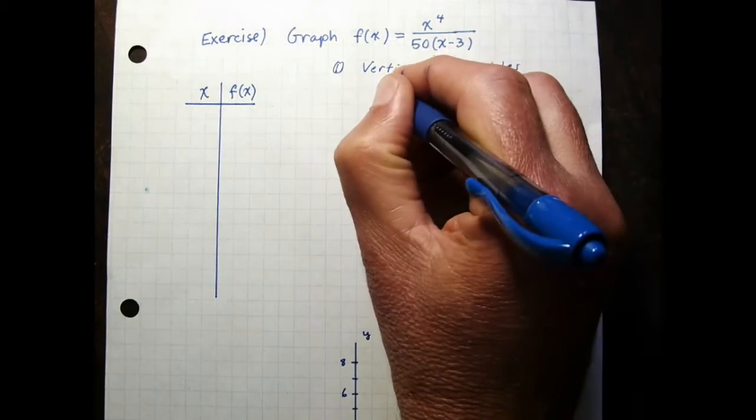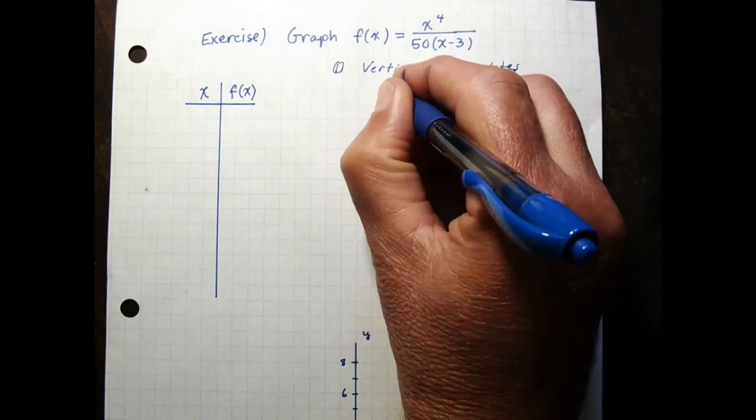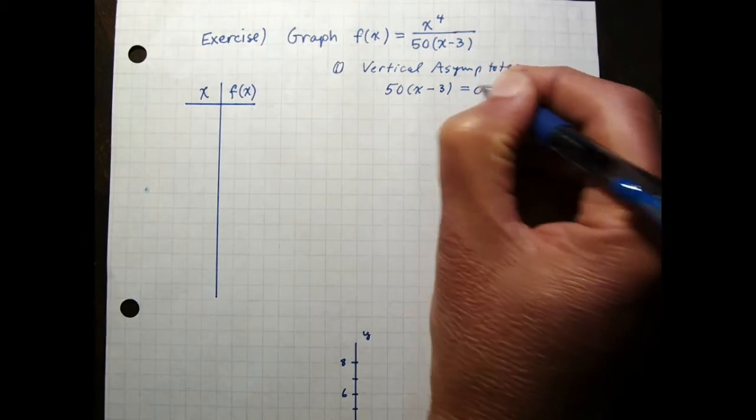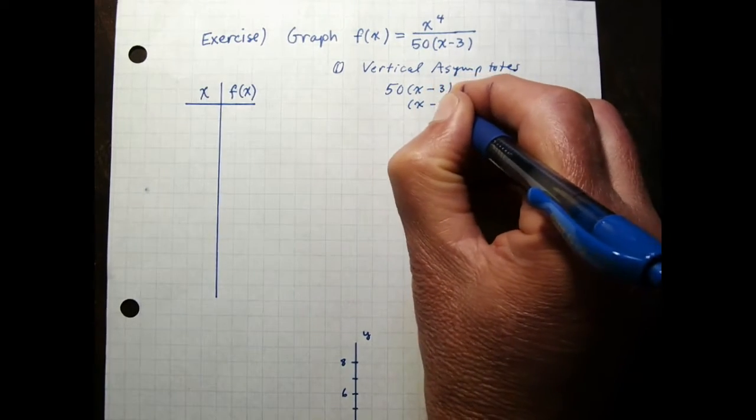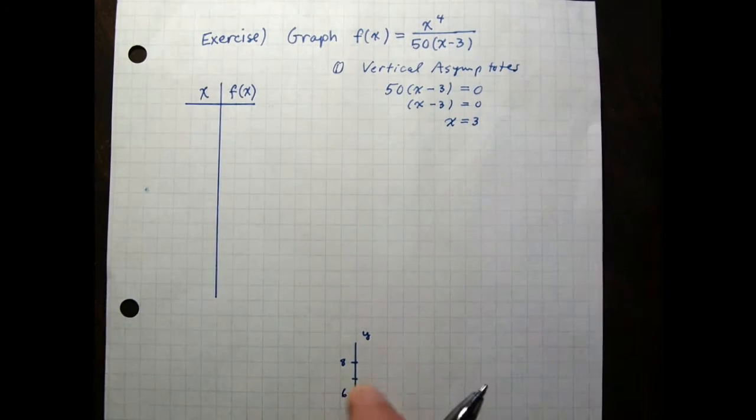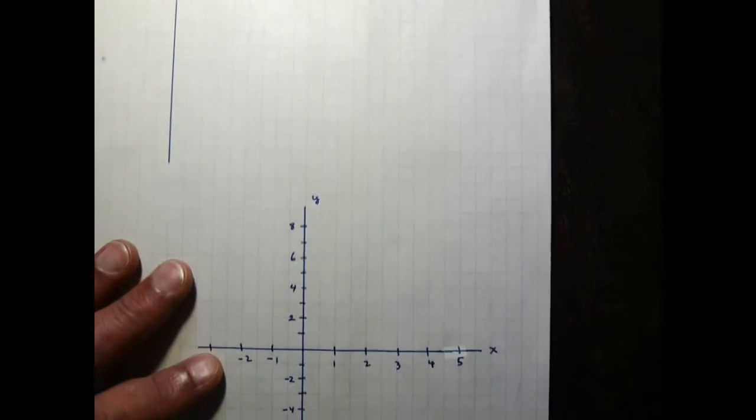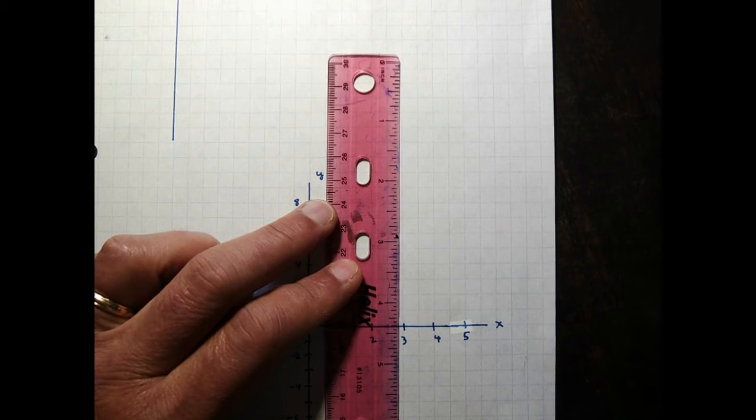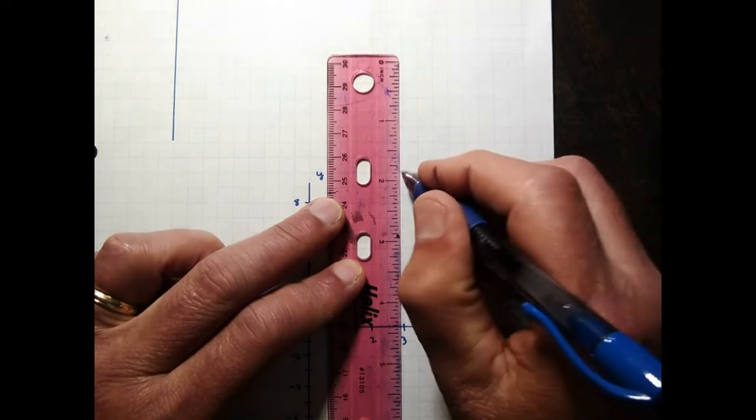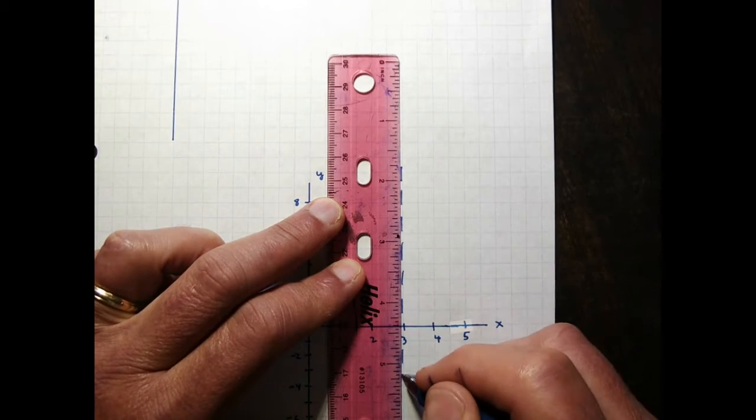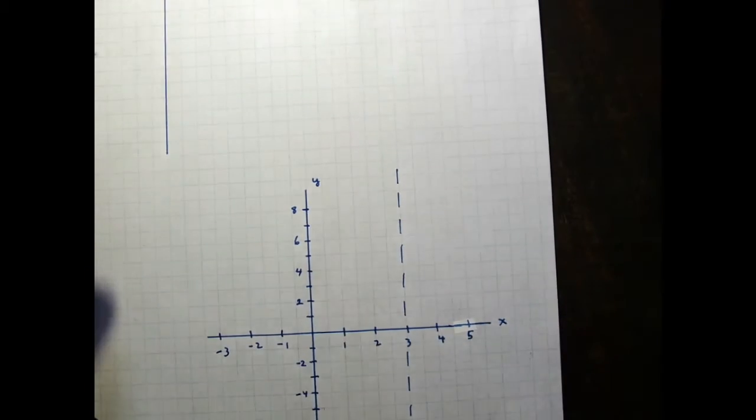And to do that, because this is in reduced form, we can just set the denominator equal to 0. And that's going to be just when x minus 3 is equal to 0, or x equals 3 is a vertical asymptote. So I can go right ahead to my grid here that I've set up. And I know there's this vertical asymptote to the graph at x equals 3.